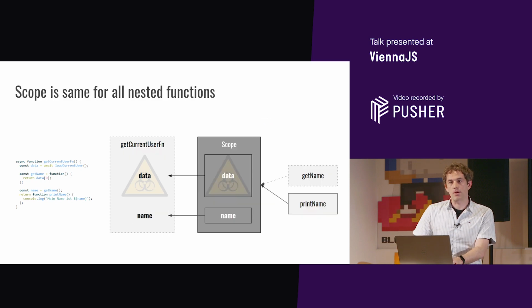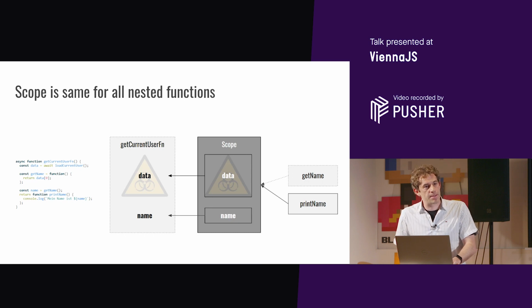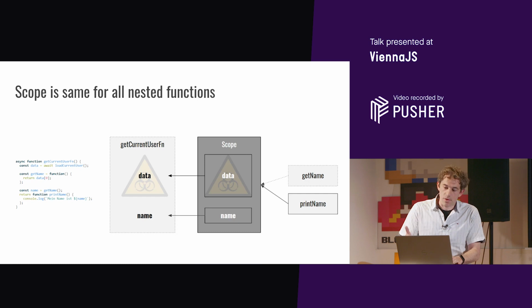But this is not how it works, because what we have here is the scope, and the rule is that all nested functions share the same scope. And as we can see, since the getName needs access to data, the data gets into the scope, and then the printName accesses the name, which also gets into the scope, but the printName function has now also this data object inside of the scope, and this causes all the troubles.